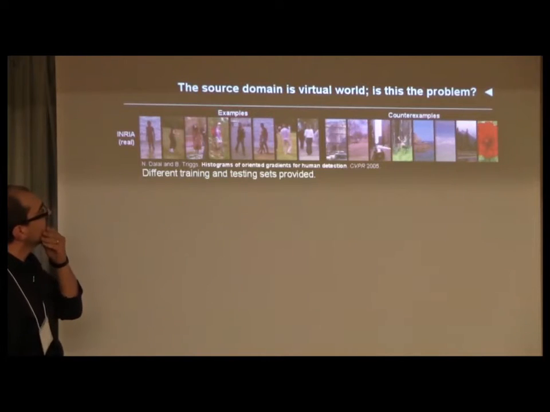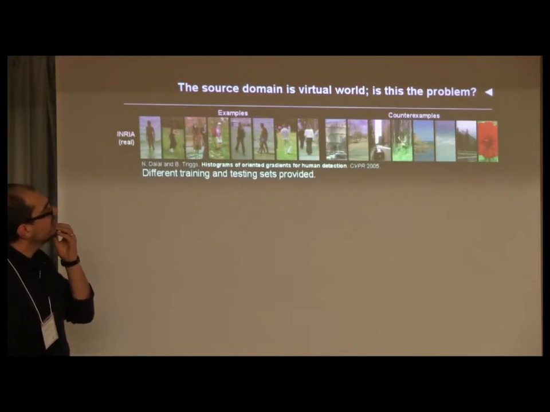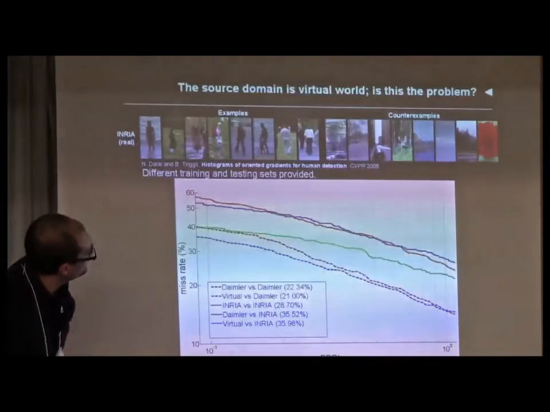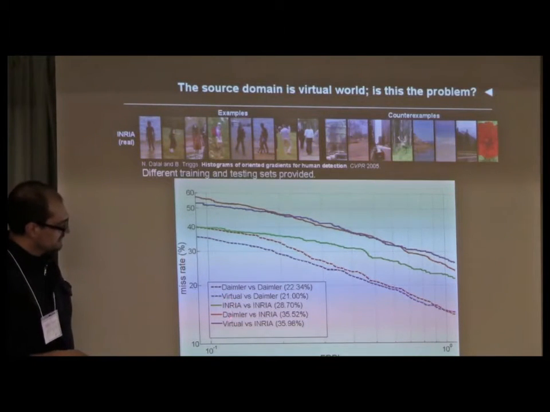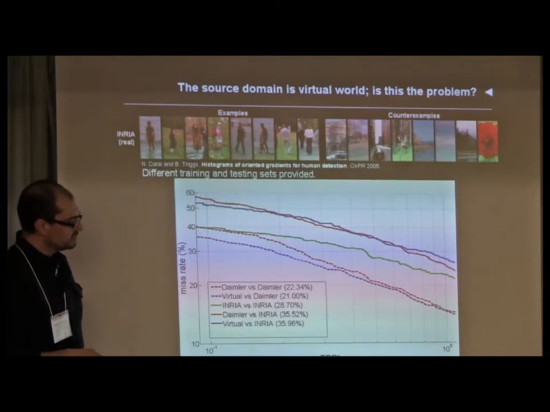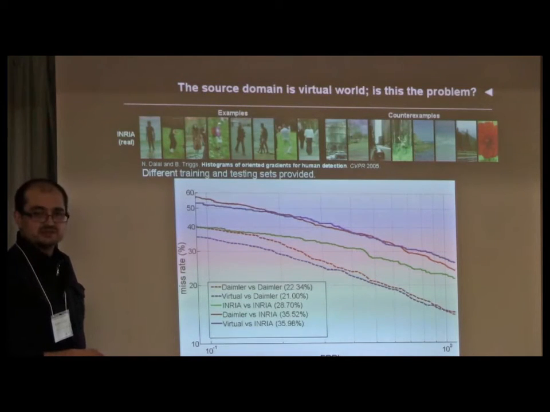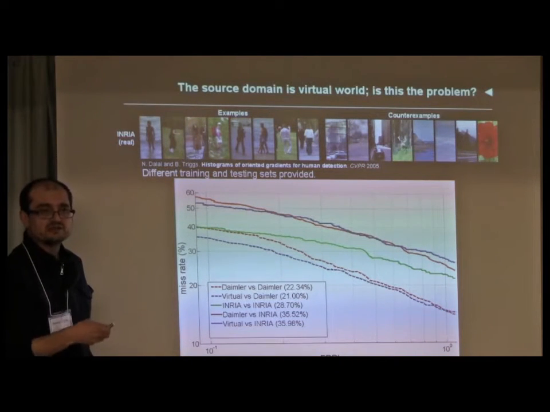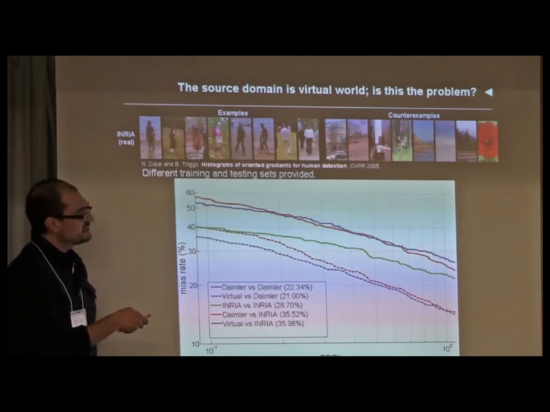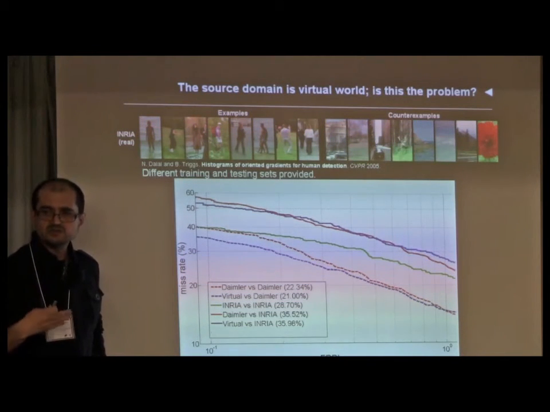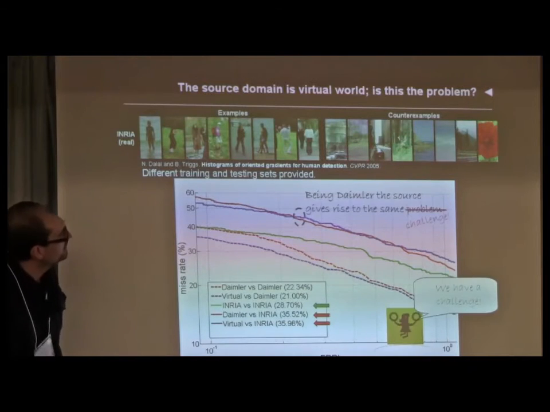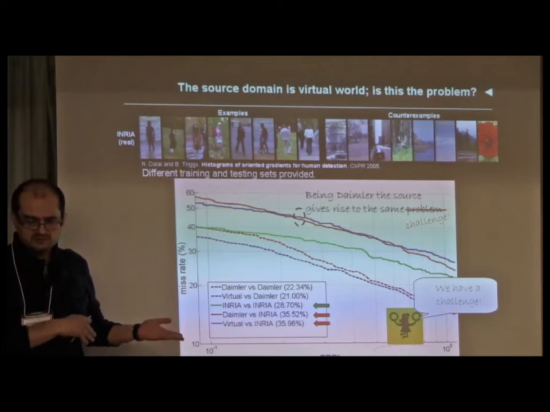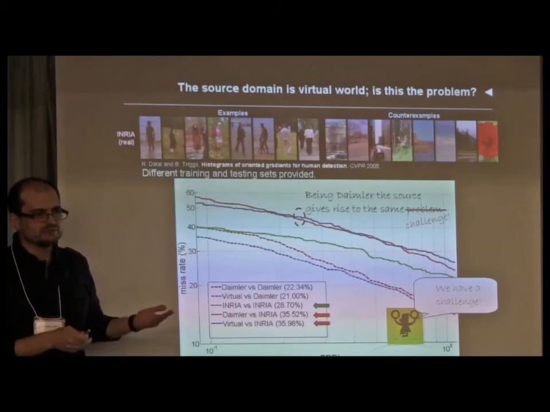Then we were thinking, what can be the problem? Maybe the problem is that we are using virtual data. So what we did after is to use Daimler data to train a classifier and test on the real data set. And we saw that, in fact, for the Daimler data that comes from the real world, the same happens as for our virtual data. So this is not due to the virtual data, it's just because the data is different. It doesn't matter if it comes from the virtual world or from the real world.